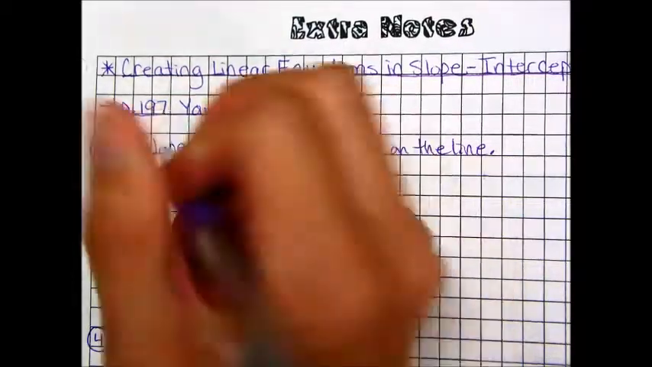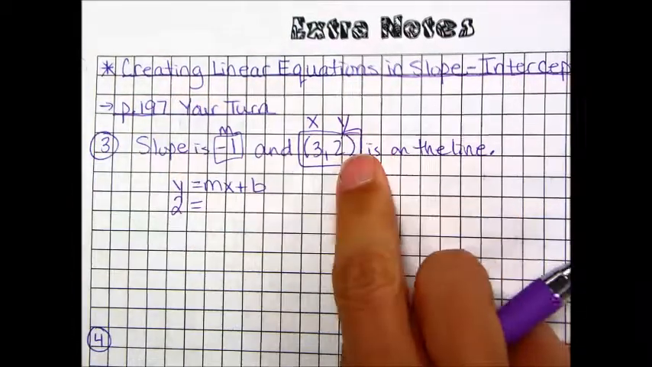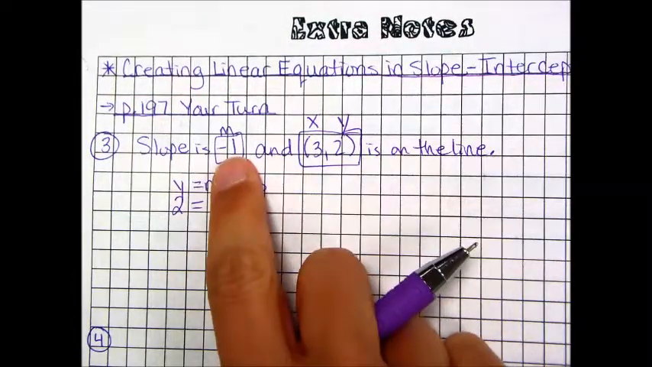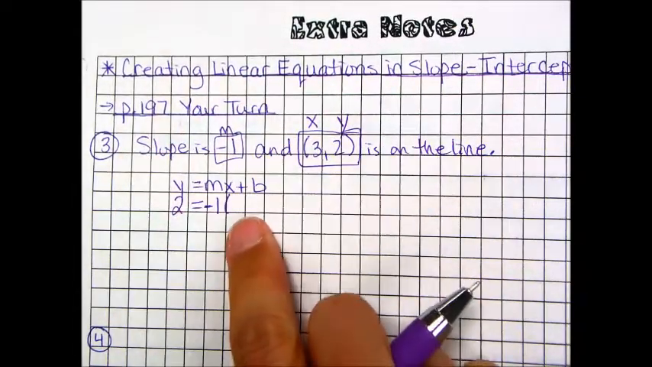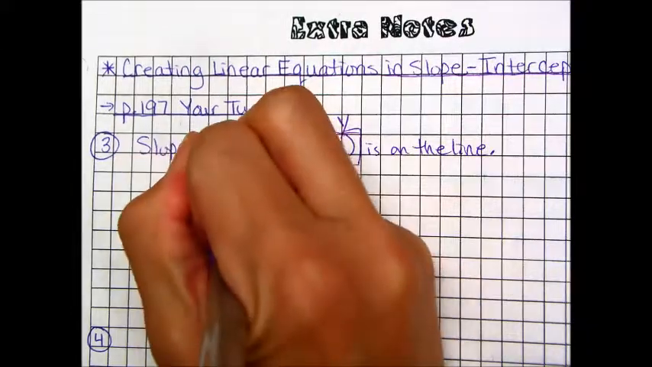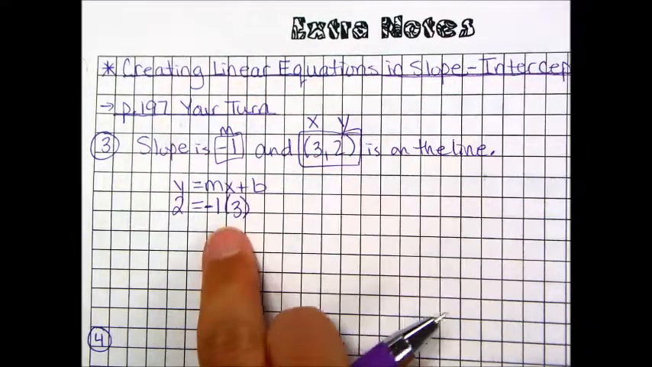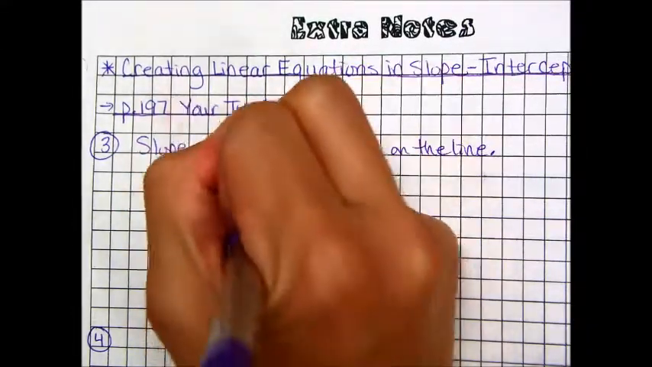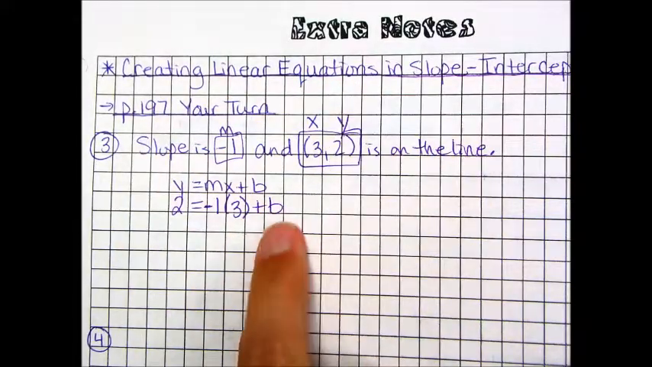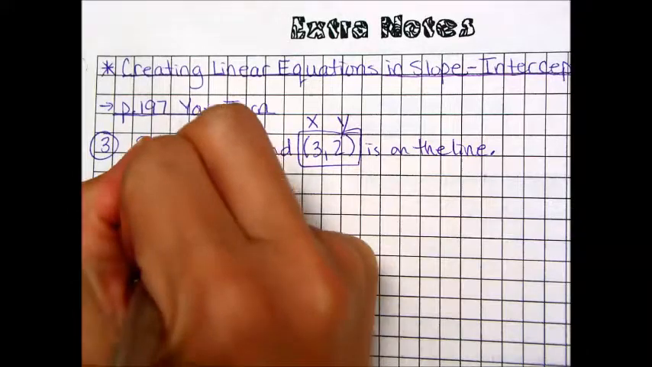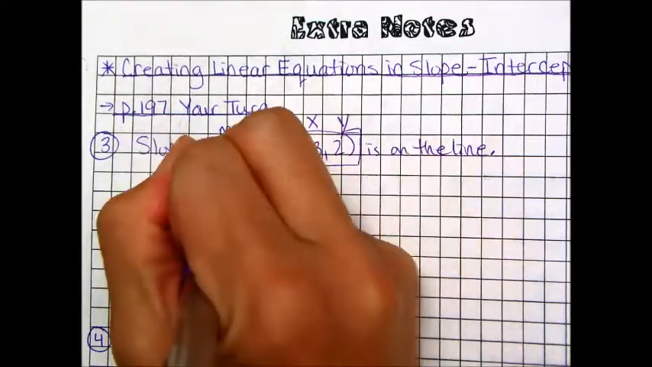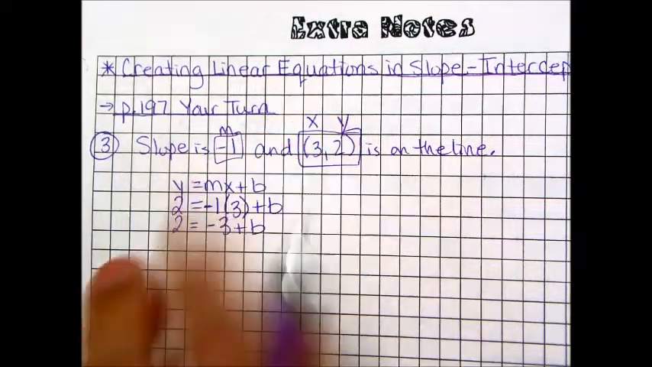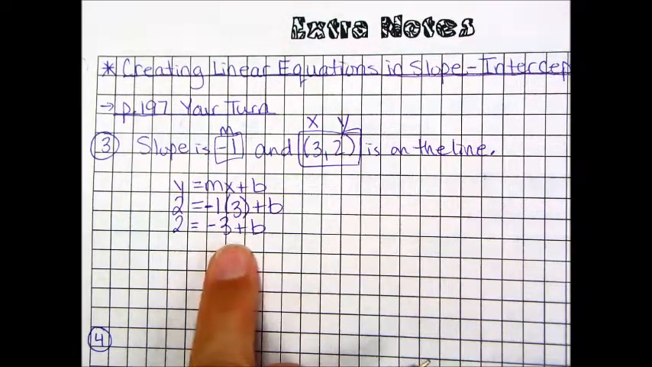We're going to plug in this 2 as my y. We're going to plug in the -1 as my m. We're going to plug in the x as being 3. And then b will be the only thing that we don't know. So we're going to solve this equation for b. So go ahead and multiply the two numbers you have side by side here. -1 times 3 is -3. So I currently have 2 equals -3 plus b.